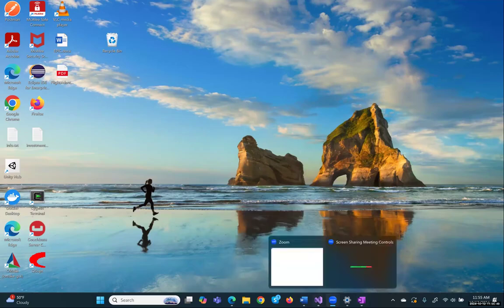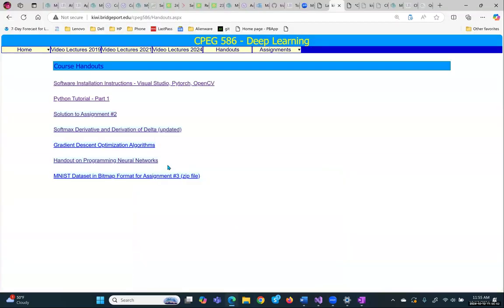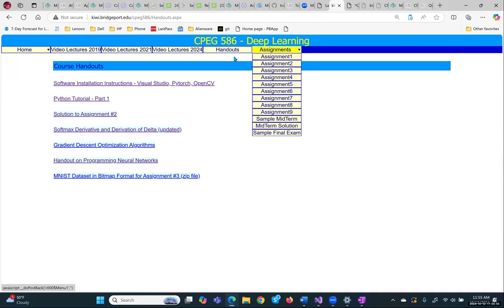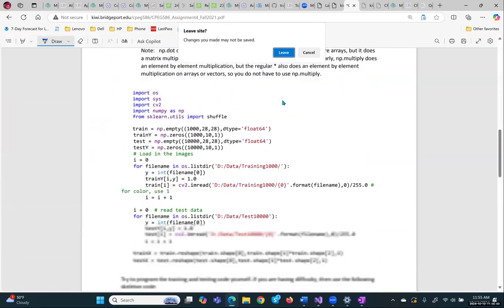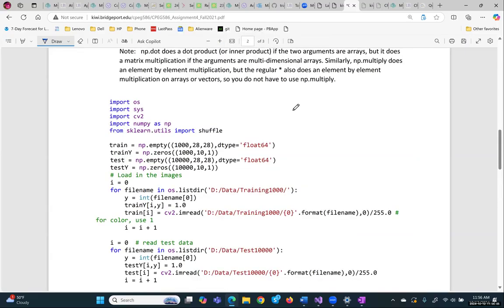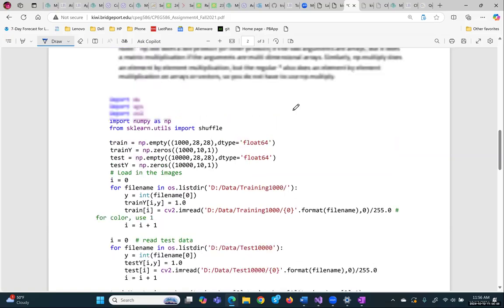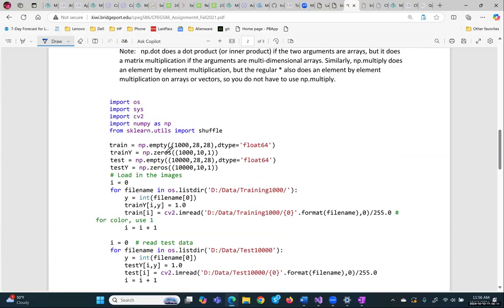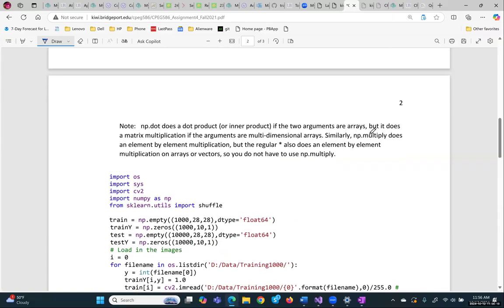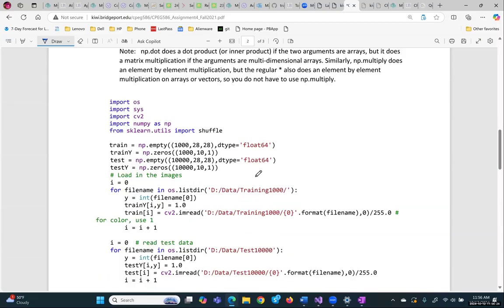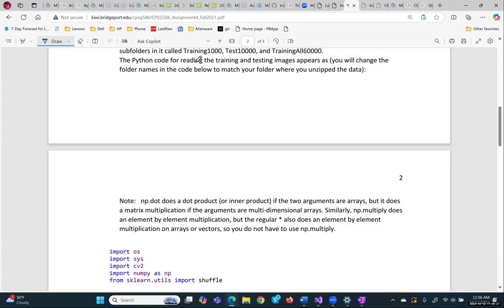How do you read an image? Let me go back. Okay, assignment number 4. If you take a look over here, on the second page, I'm providing you the code that you will be typing in a file called... where did I say? Okay.